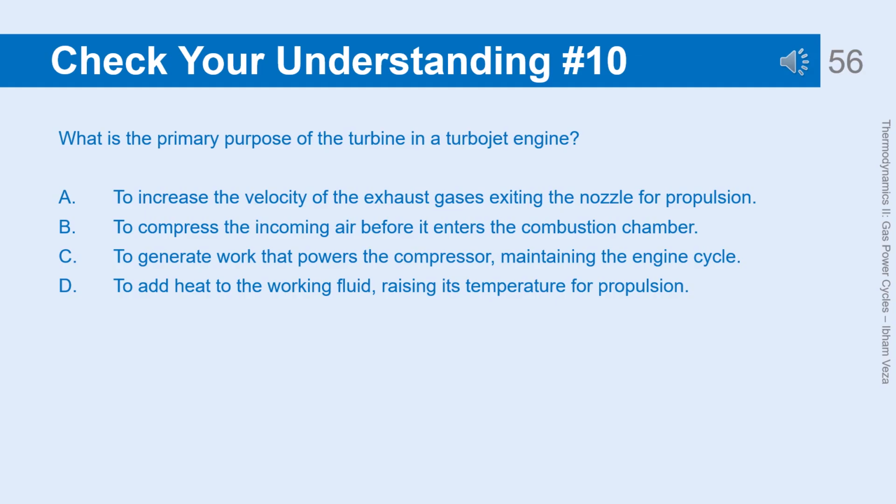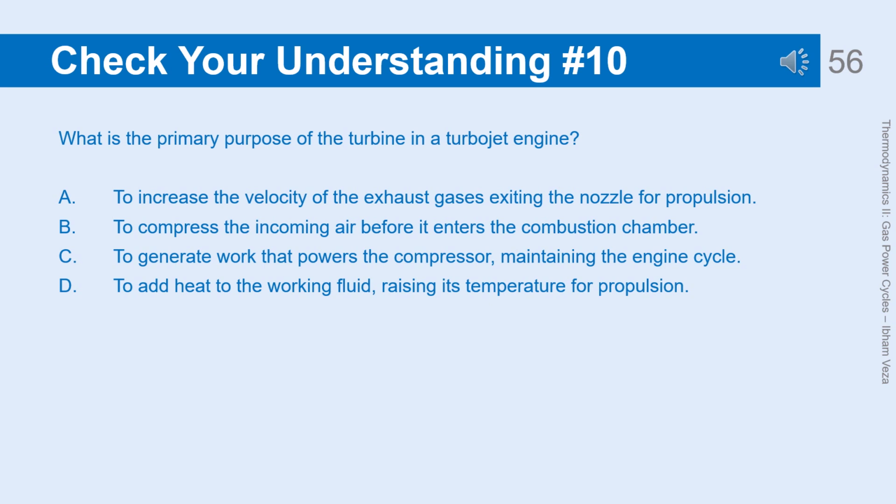Answer C. To generate work that powers the compressor, maintaining the engine cycle. Explanation of why other answers are wrong. A. To increase the velocity of the exhaust gases exiting the nozzle for propulsion. Incorrect, because increasing exhaust gas velocity is the role of the nozzle, not the turbine.